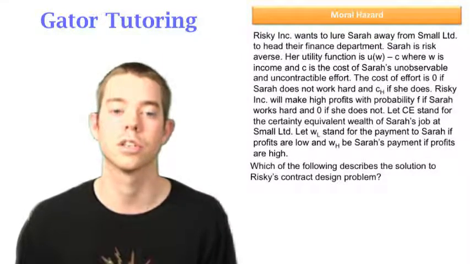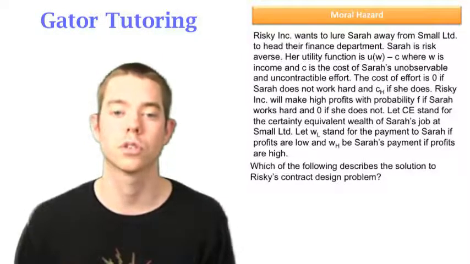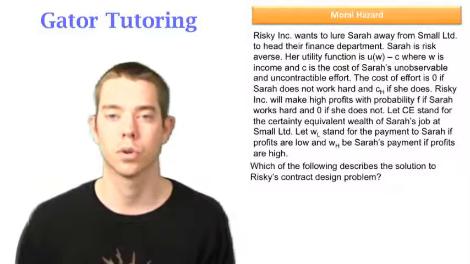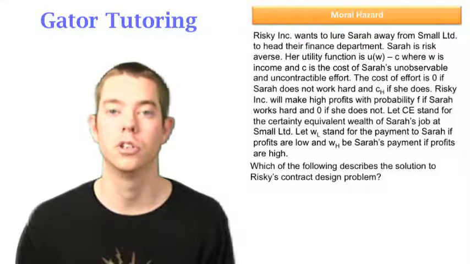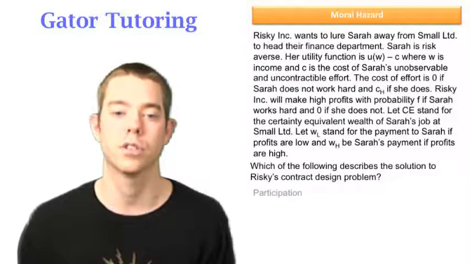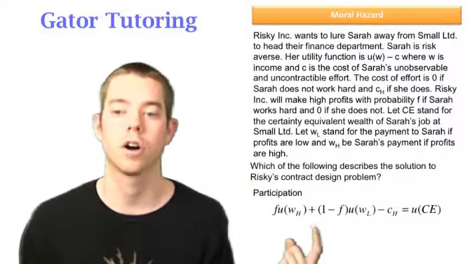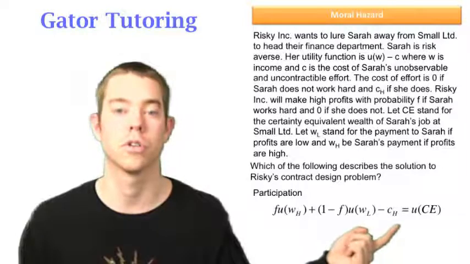And let's take a look at the question. It says, which of the following describes the solution to Risky's contract design problem? And we notice our answer choices are all very weird looking notation. So we're just going to do what we know. We know we need to write a participation constraint, and that participation constraint is going to say working hard at our job is going to be equal to her other job.